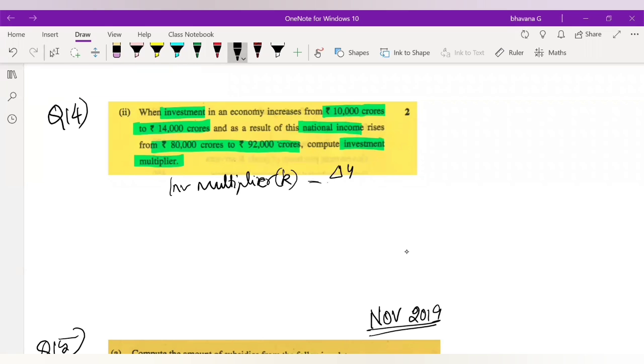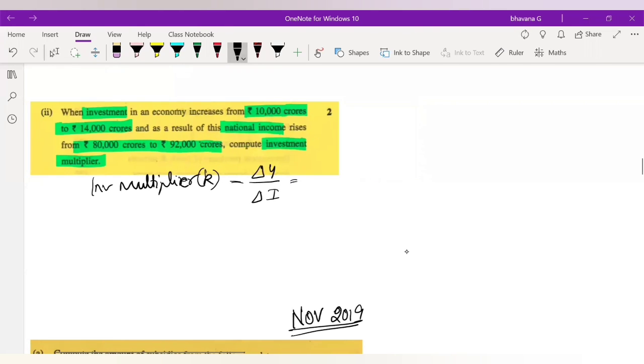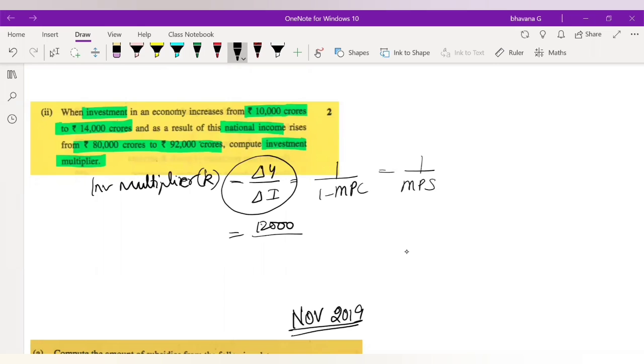First formula is change in income by change in investment. Another formula that you have for this is 1 divided by 1 minus MPC, or you can also find it by 1 divided by MPS. So here we'll use this formula. What is the change in income? It is 92,000 minus 80,000, which is nothing but 12,000. What is the change in investment? It is 14,000 minus 10,000, which is nothing but 4,000. So what is the investment multiplier here? 3 times. Investment multiplier is 3 times here.